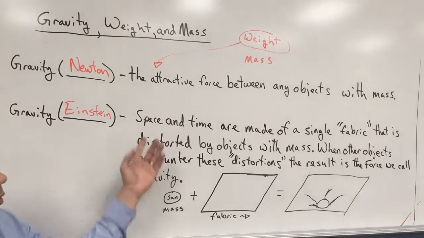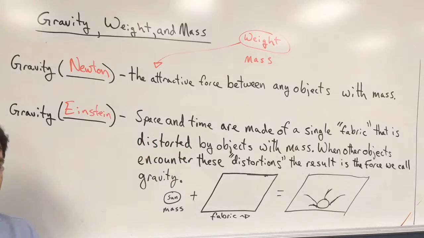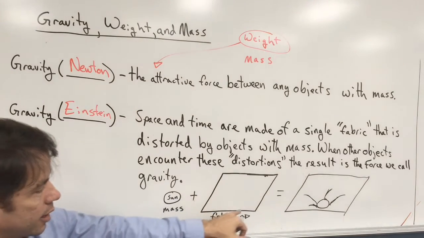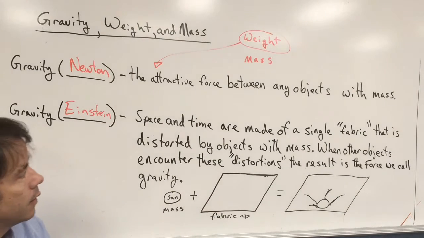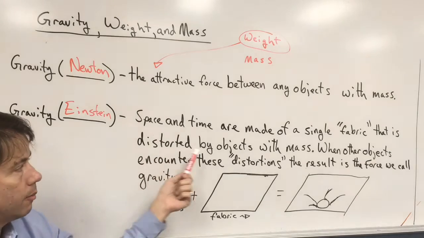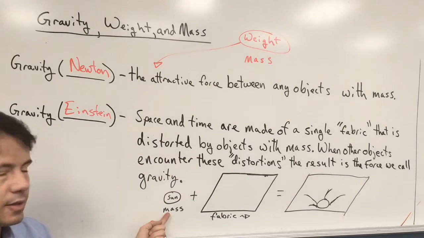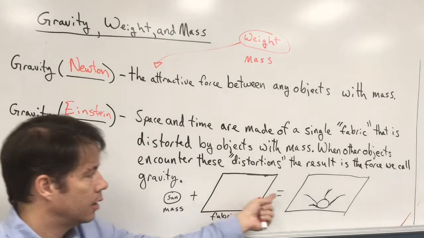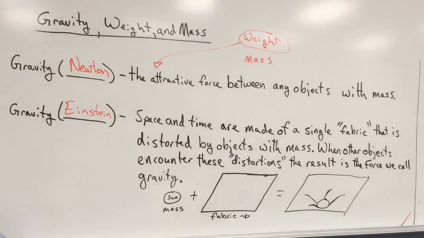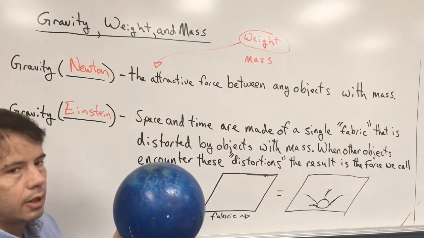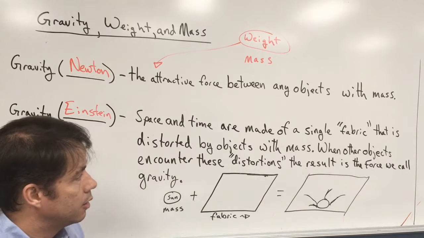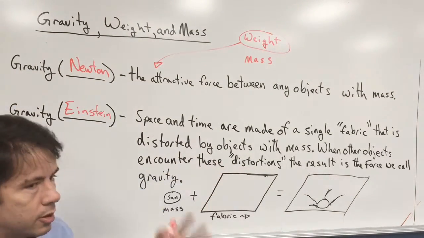What he said was space and time are made out of a single fabric. If we imagine space and time, all of existence, is like a blanket. I take a blanket, and this fabric is distorted by objects with mass. So I'm going to take the sun and put it on my blanket, and it's going to distort or cause the fabric to bend. Much like you can imagine taking this bowling ball and setting it on a blanket, it's going to cause the blanket to bend in the middle. So an object with mass is going to cause this bending.